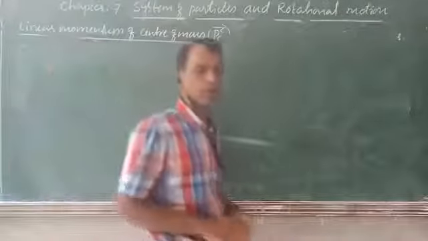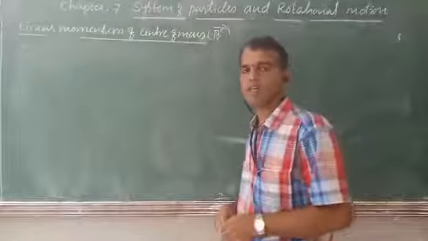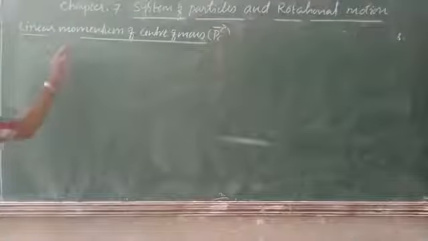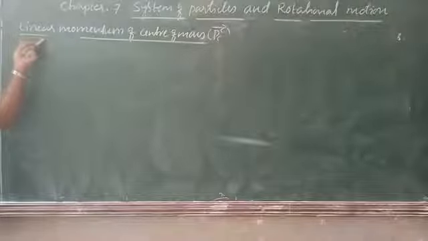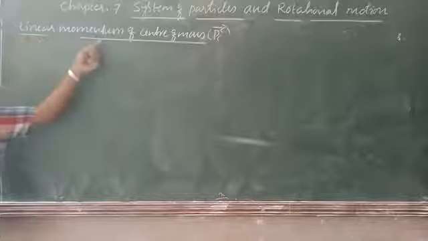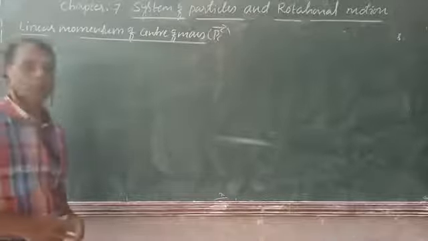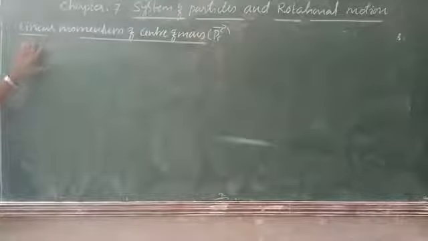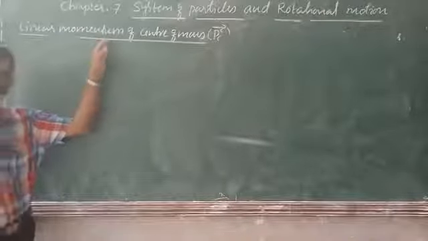In the previous video we learned the concept of velocity of center of mass and acceleration of center of mass of a system of particles. So in this video we will learn the linear momentum of center of mass of a system of particles and the vector product of two vectors. First, let us consider linear momentum of center of mass of a system of particles.